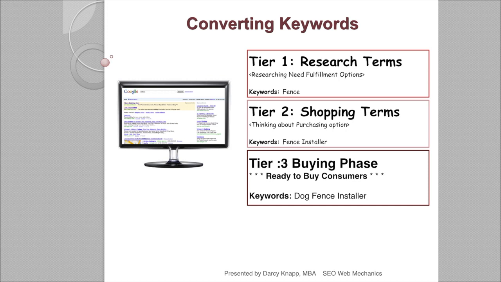In this example, we're going to look at research terms for our dog fence dealer. The word fence is very generic. Someone looking for a fence isn't necessarily looking for a dog fence. They might not even be looking for a fence in general. Maybe they're looking to sell some stolen property.